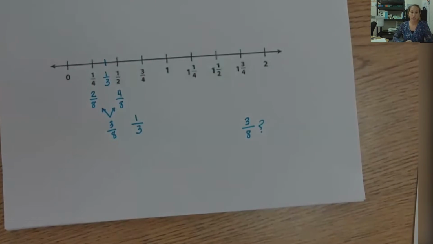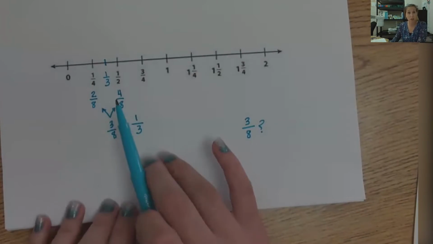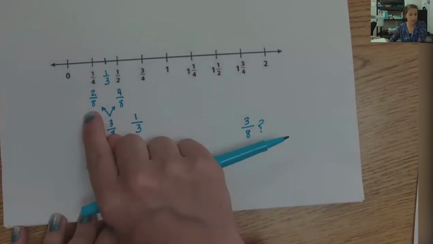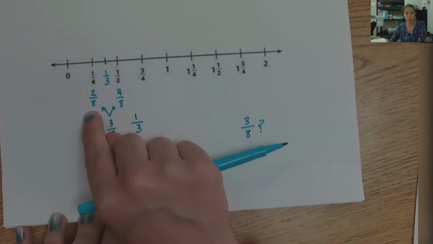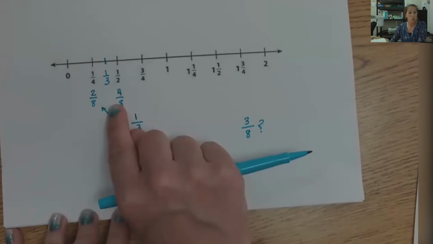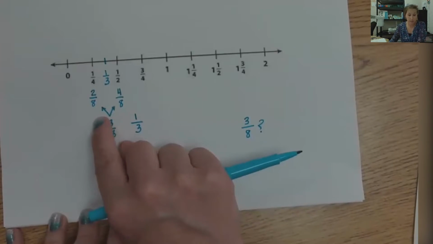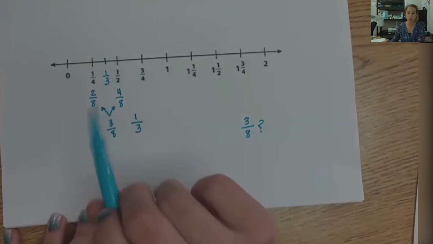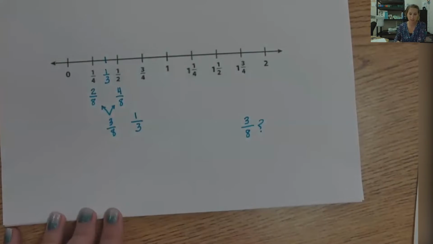For low estimation, you're going to use the lower of the two benchmark fractions. So when I estimate, lower estimation would be rounding to 2/8. Higher estimation would be rounding to 4/8 or 1/2. When you use a lower estimation, you use the lower of the two benchmark fractions. When you use a high estimation, you're using the higher of the two benchmark fractions.